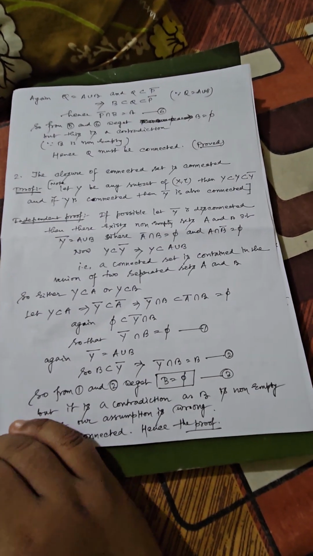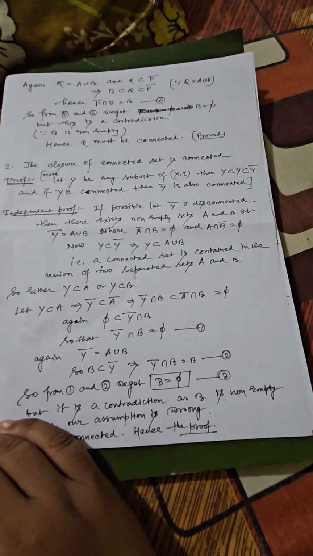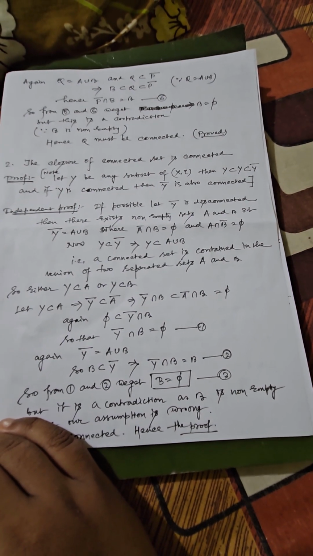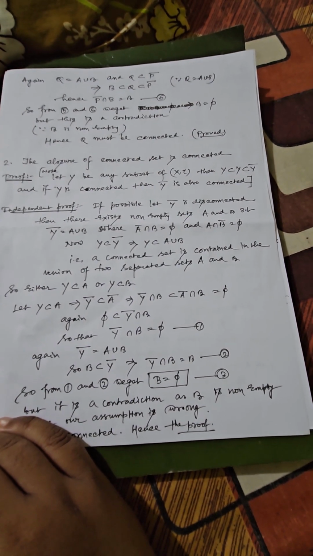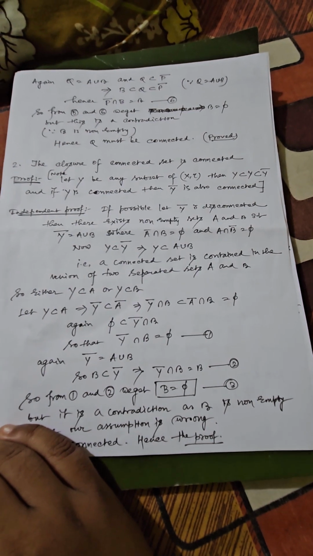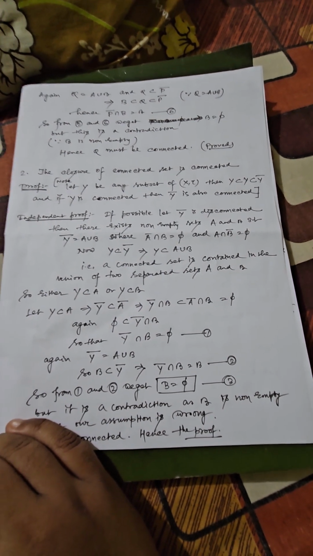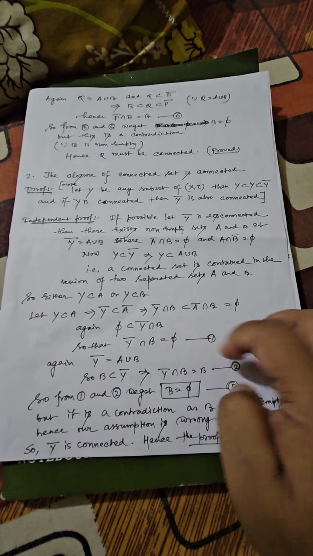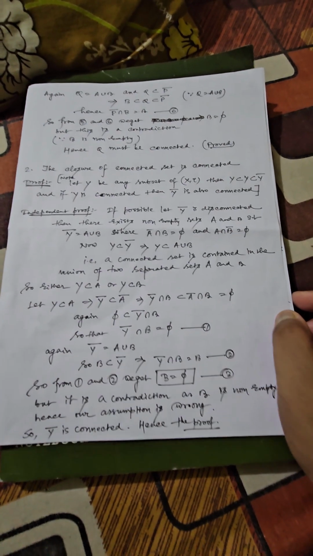But y bar is equal to what? A union B. So definitely B is the smaller portion. So B is a subset of y bar, and hence if you take the intersection of y bar along with B, it should be B. So this is equation number 2. So combining these two, we will get B is equal to phi.